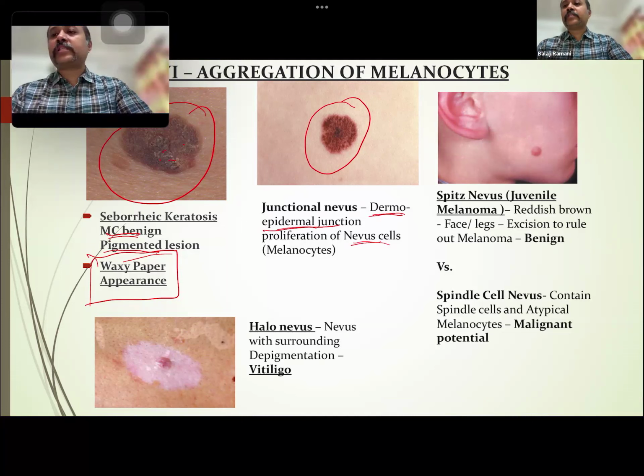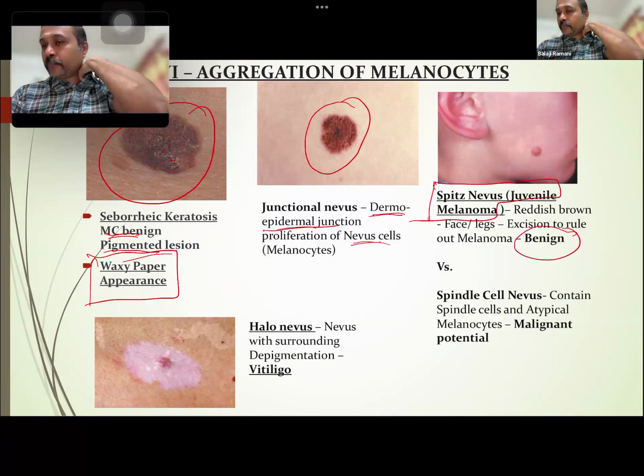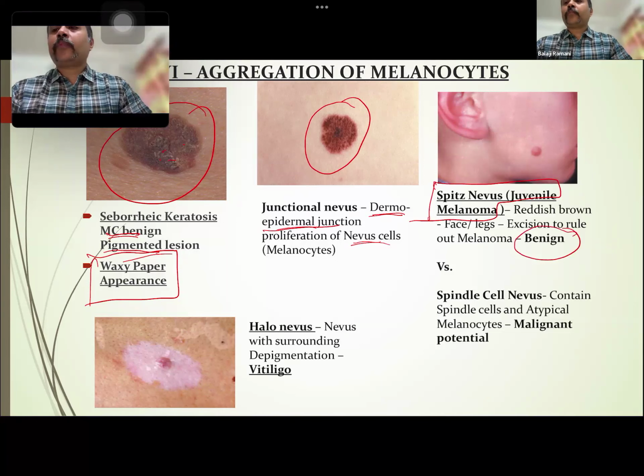The Spitz nevus is another entity which is called a juvenile melanoma. It is called juvenile melanoma, but it is usually a benign lesion. The problem is sometimes it can be mistaken for a melanoma, and there is something called a Spitzoid melanoma, which will present similar to this. So commonly present in face and legs, usually in young children. You can see that it is a reddish brown lesion. Excision is needed to rule out a malignancy.